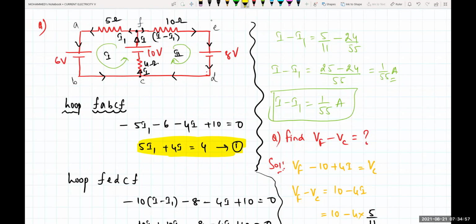Sir, why did you write plus 10, sir? See here, the cell terminals: this is the negative terminal and this is the positive terminal. I'm ending from C to F, so at F what is the terminal? Positive only, where I'm ending. And here from A to B, this is positive and this is negative. That is the reason I took minus 6 here. Yes, sir. Here, I told you the sign convention: wherever you are ending, whatever the terminal of the battery is, you should take that into consideration. Got it?